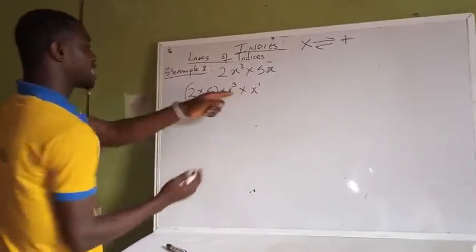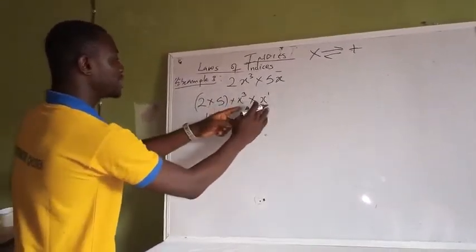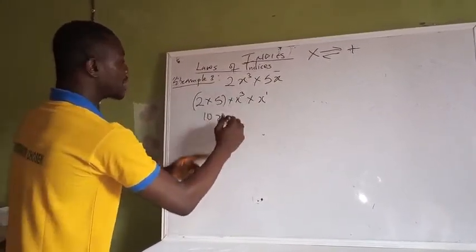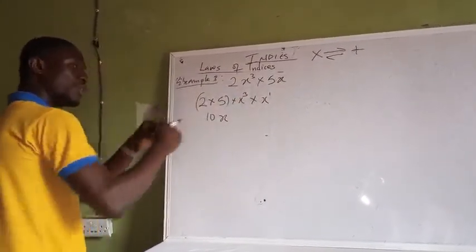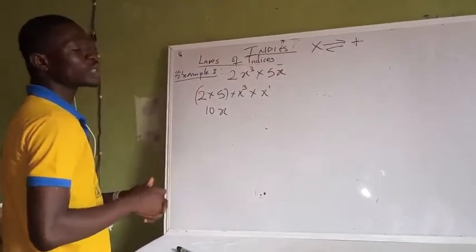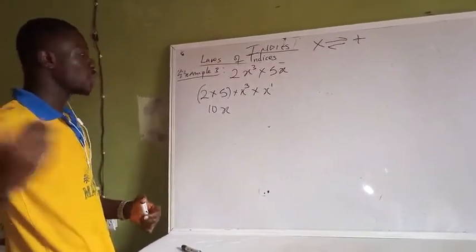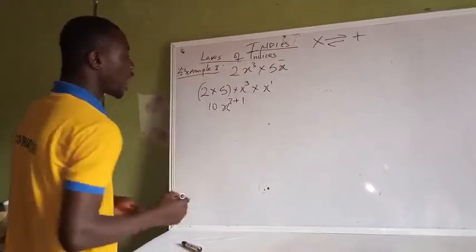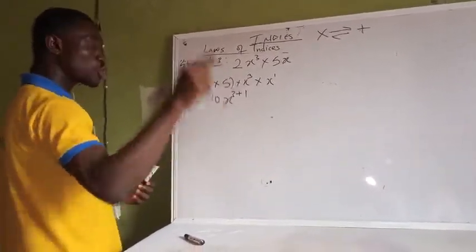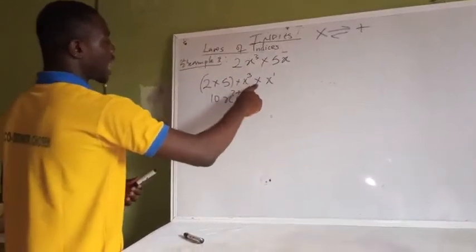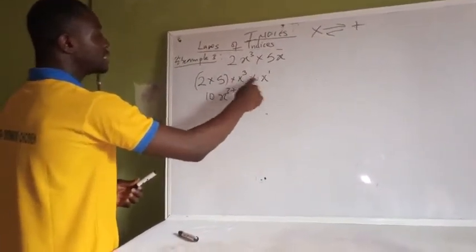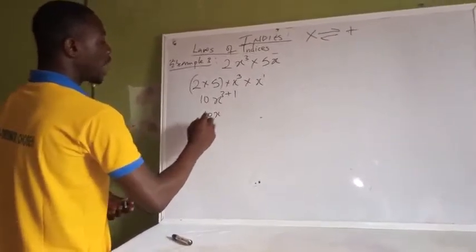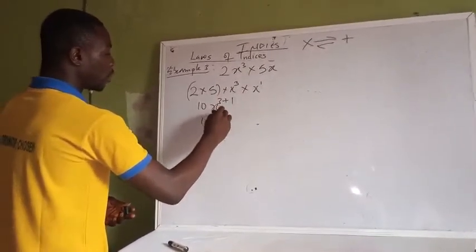Now when you look at the powers, the bases are the same. So with these two bases, we pick one of the bases as we've just done in the previous examples. Picking one of the bases, you now have 3 plus 1. That means because of law 1, we have to add up the powers since they have the same base. So we have 10x raised to power 4.